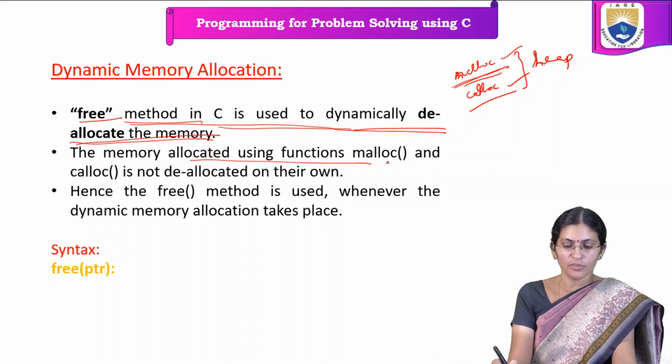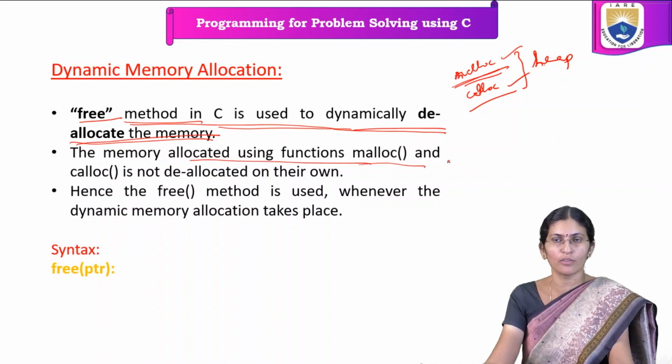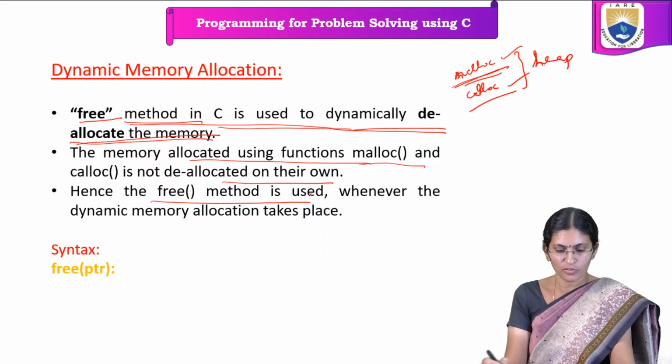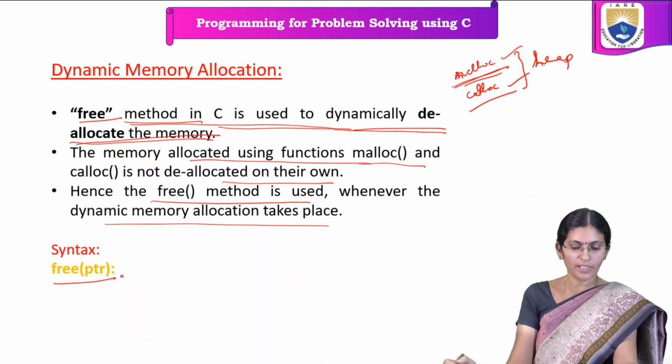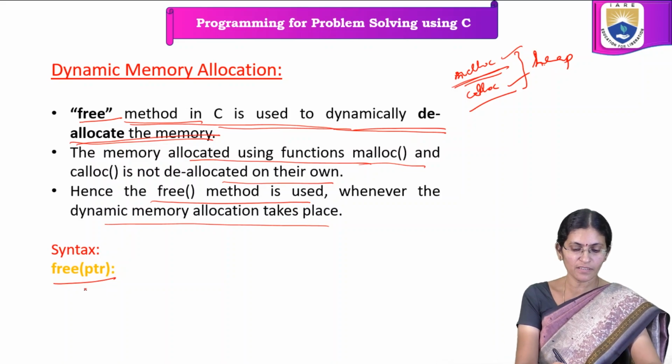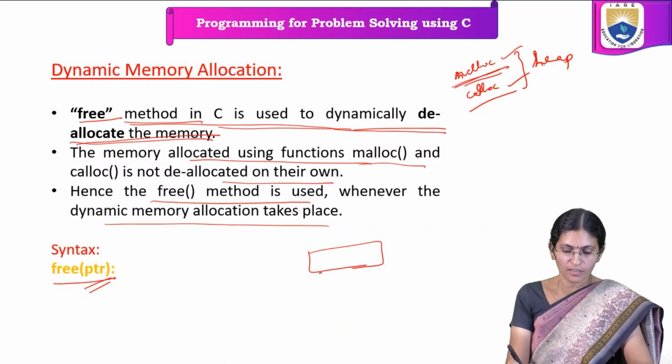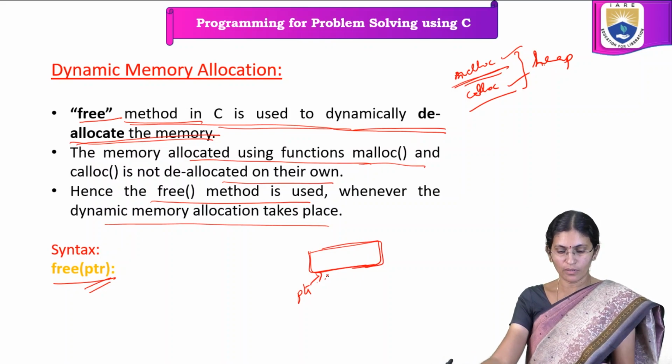Memory allocated using the functions malloc and calloc is not deallocated on its own, so this function has to be used. Whenever dynamic memory allocation takes place, the syntax for this is free(ptr). Here ptr is nothing but the base address, which stores the base address of the memory allocated by using calloc or malloc.